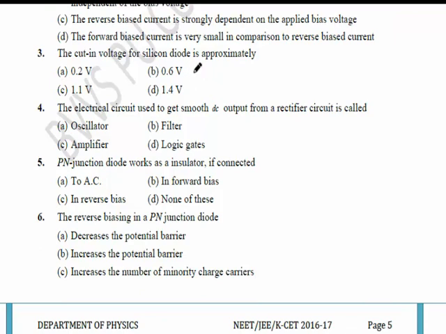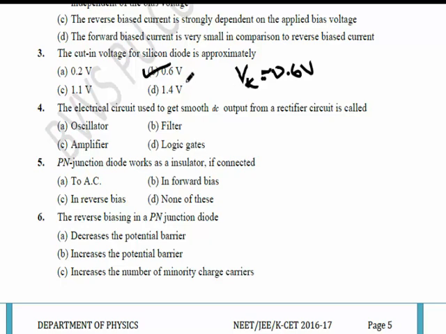The cut-in voltage for silicon diode is approximately. So third question: what is the cut-in voltage for silicon? Cut-in voltage, also known as knee voltage, Vk, for silicon is nearly 0.6 volt. So approximately 0.6 volt. It means B is the correct option. Remember, I am talking about cut-in voltage. Cut-in voltage for silicon is nearly 0.6 volt.